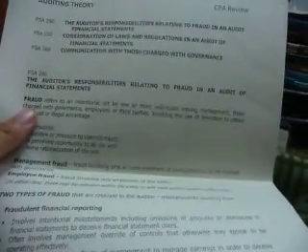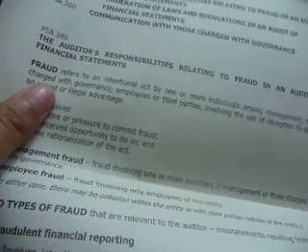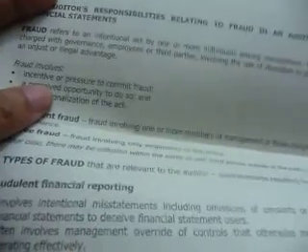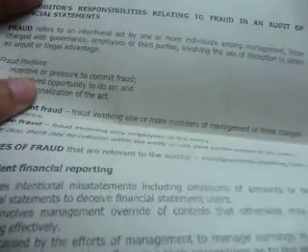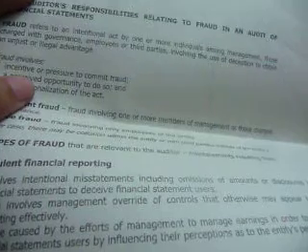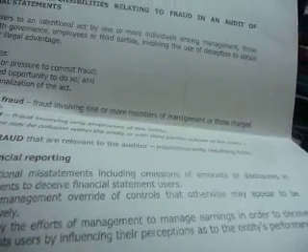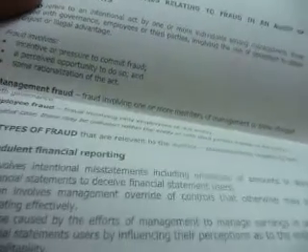Auditing Theory 6907, Chapter 7. PSA 240, the auditor's responsibilities relating to fraud in an audit of financial statements. Fraud refers to an intentional act by one or more individuals among management, those charged with governance, employees, or third parties involving the use of deception to obtain an unjust or illegal advantage.